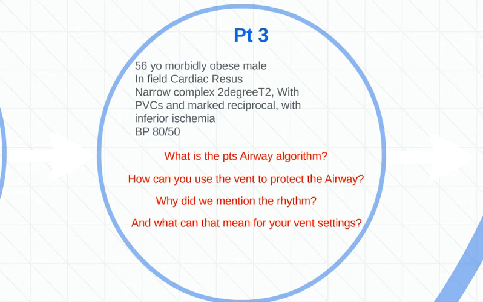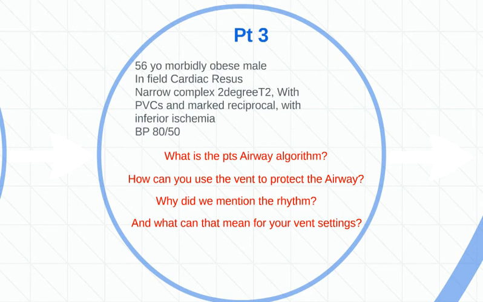Why did we mention his rhythm? Well, inferior ischemias that tend to affect the right ventricle tend to come with a lot of weird rhythms. So a narrow complex second-degree type 2 is really weird, and throwing PVCs every now and then, like a run of PVCs, maybe even going to VTAC, is kind of normal for those inferior ischemias.